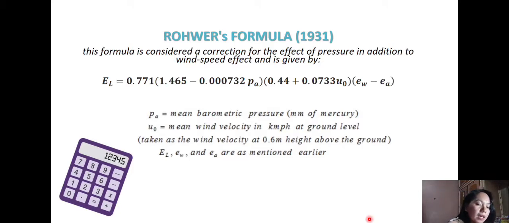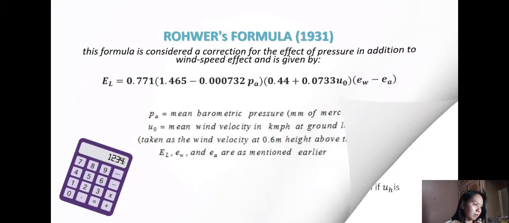P sub A means barometric pressure, denoted in millimeters of mercury, and U sub 0 means wind velocity in kilometers per hour at the ground level, taken as the wind velocity at 0.6 meter height above the ground. E sub L, E sub W, and E sub A were mentioned earlier.